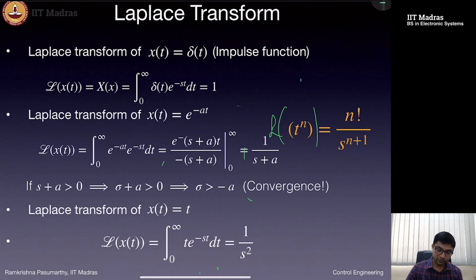Same thing also you can do here for t equal to 1, right? Which will also give you the Laplace transform for a unit step, not just by looking at s plus a here. So if I just put t equal to 0, which is t power 0, the Laplace transform of t^0 is 0 factorial over s to the power 1. Factorial of 0 is 1, so it is 1 over s.